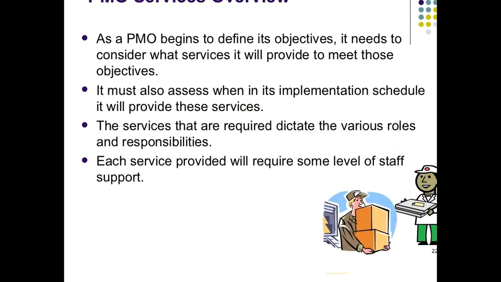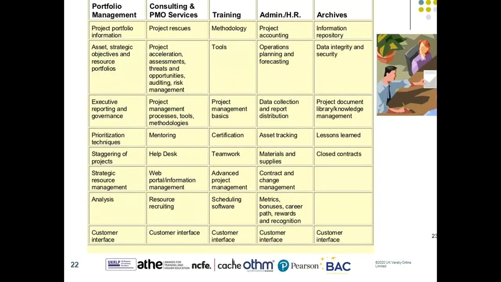Okay. Next, we can look around as a PMO begins to define the objectives that need to be considered, and the service to meet the objective. Yes, service is very important. We can use other models such as the servqual model. What are the gaps there? We'll try to minimize those gaps, so we need to look around those. Then portfolio management you already learned, we discussed in lesson 1. So portfolio information assets, strategic objective, and the resource portfolio, executive reporting, and the governance, prioritizing techniques, triggering of project or staging of the project.